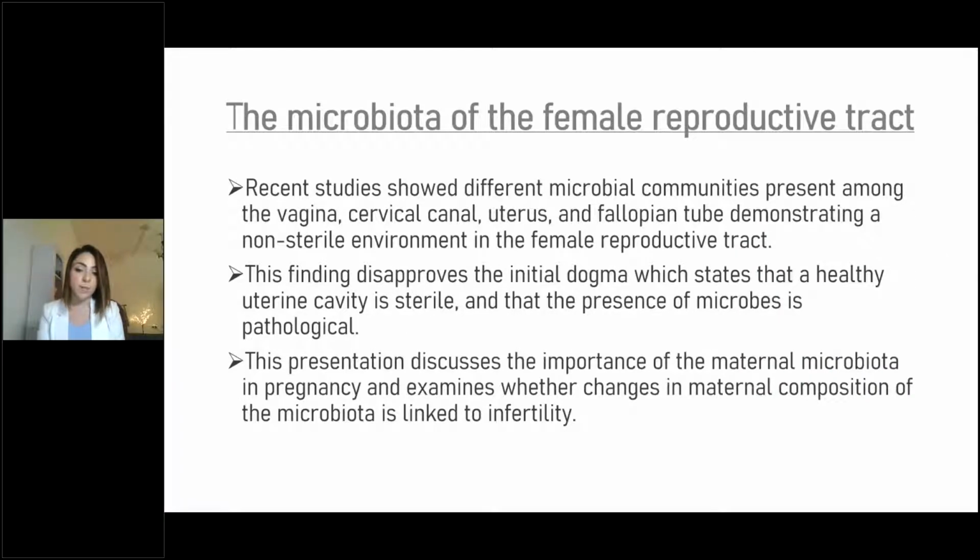Previously, an initial dogma stated that a healthy uterus has to be sterile and that the presence of microbes is pathological. This was proven wrong. It is completely normal to have microbial communities present among the vagina, cervical canal, uterus, and fallopian tube. In the upcoming slides, I will discuss the importance of the maternal microbiota in pregnancy and examine whether changes in maternal composition of the microbiota is linked to infertility.